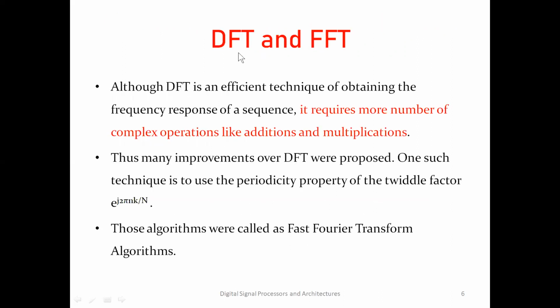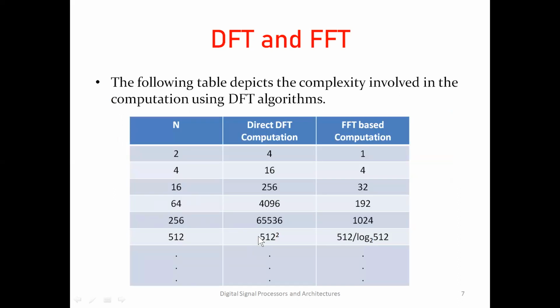When we have the DFT, why should we go for the FFT? The difference between DFT and FFT is that the DFT requires a larger number of complex operations like additions and multiplications. When it comes to the FFT, the number of computations required is less than that required for the DFT. The algorithms used to do these operations using the twiddle factor, which is given as e to the power j 2 pi nk by N, are called fast Fourier transform applications.